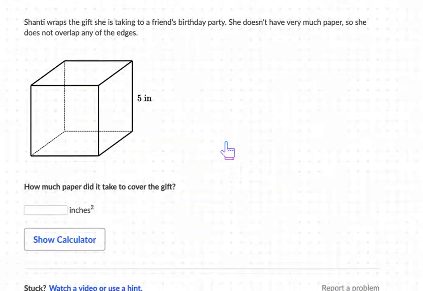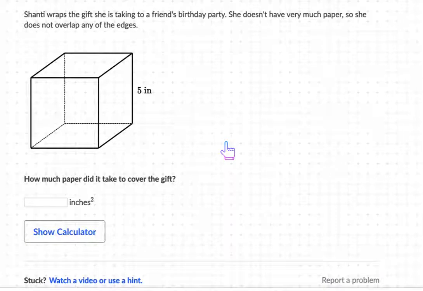This problem says that Shanti wraps the gift she is taking to a friend's birthday party. She doesn't have very much paper, so she does not overlap any of these edges. Like, she only has just enough paper to cover the sides. We've all been there before. You're at the end of the wrapping paper roll, and you're like, I just need to cover up the actual box so that my friend doesn't know what's inside. I don't need all the fancy extra stuff to wrap around it. I just need to cover up the faces.